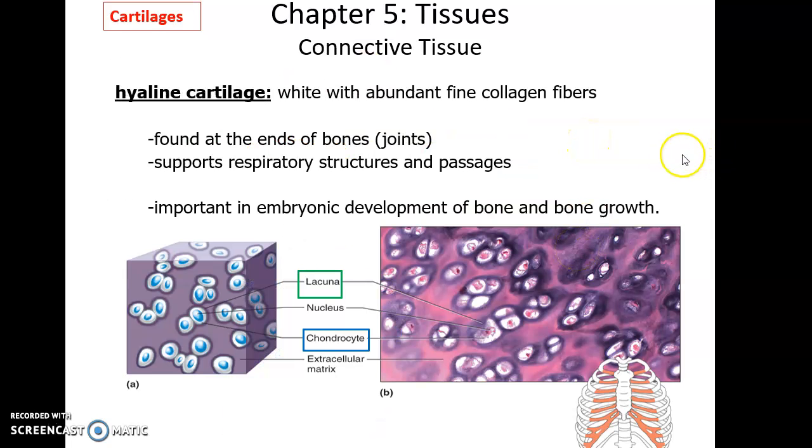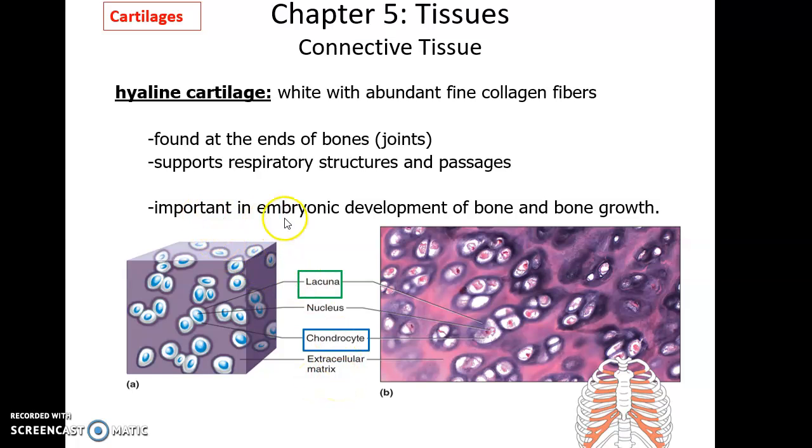So we have hyaline cartilage. Hyaline cartilage is white in color normally, and it has lots and lots of collagen fibers, but they are a little more diffuse, so you can't really see them that well with a light microscope. So here is some collagen fibers. In this extracellular material is where you would find the collagen fibers. Now, hyaline cartilage is found at the ends of bones, covering the end surfaces of bones. Also found as supportive respiratory structures and passages, so associated with respiratory structures.